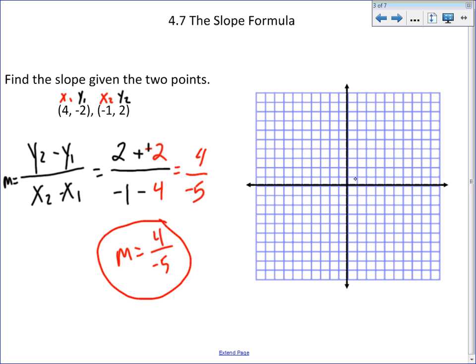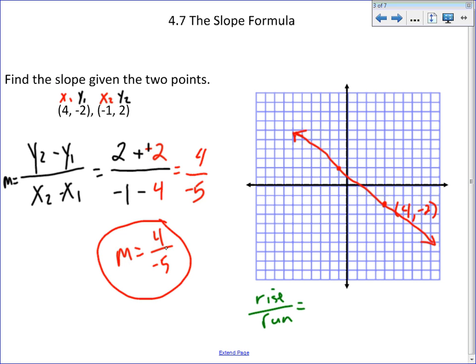If we were to graph that and go over 4 down 2, so notice how I'm taking the first coordinate and I graph that, 4, negative 2. And then our second coordinate, negative 1, positive 2. And then we drew our line that went through it. We should be able to use our rise over run to get the exact same thing as our slope formula.